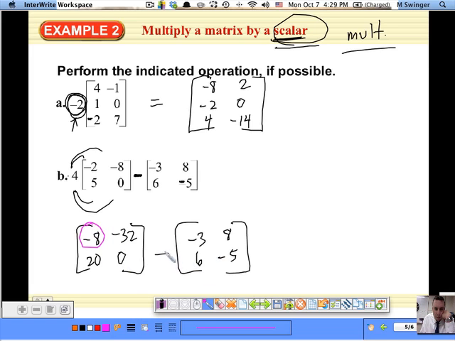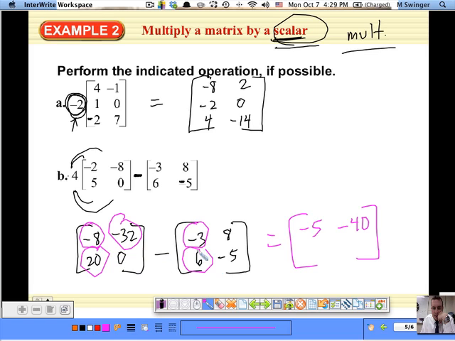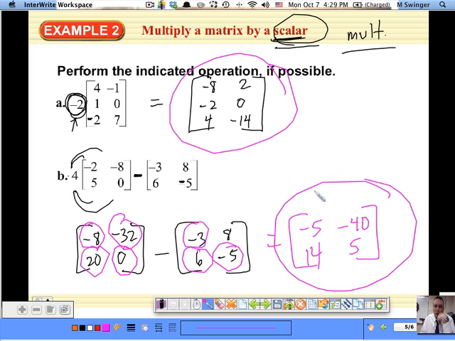Now it's just normal subtracting matrices. So top left minus top left. -8 minus -3, -8 plus 3 is -5. -32 minus 8, which is -40. 20 minus 6, 14, and 0 minus -5. 0 minus a negative is plus, so 0 plus 5 is 5. There you go. So this is more like what you'll see. You might even see a little bit more over here. Okay, so be ready for scalar multiplication.